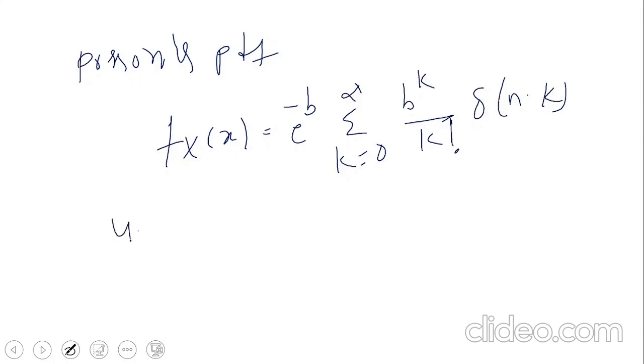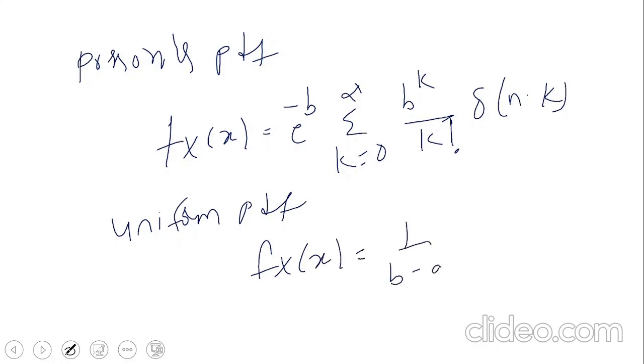Okay. For uniform, the probability density function of a uniform random variable, fX(x), is equal to 1 by b minus a for a less than or equal to x less than or equal to b, and is equal to 0 otherwise. Okay, so these are the different density functions for random variables.